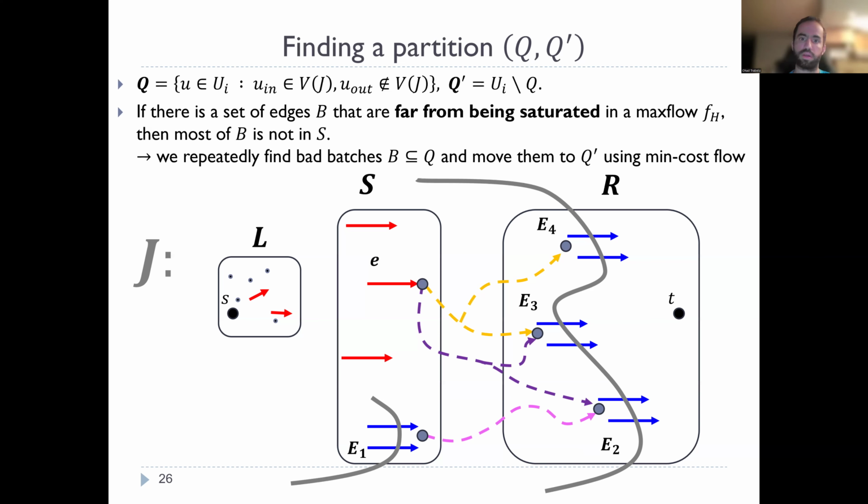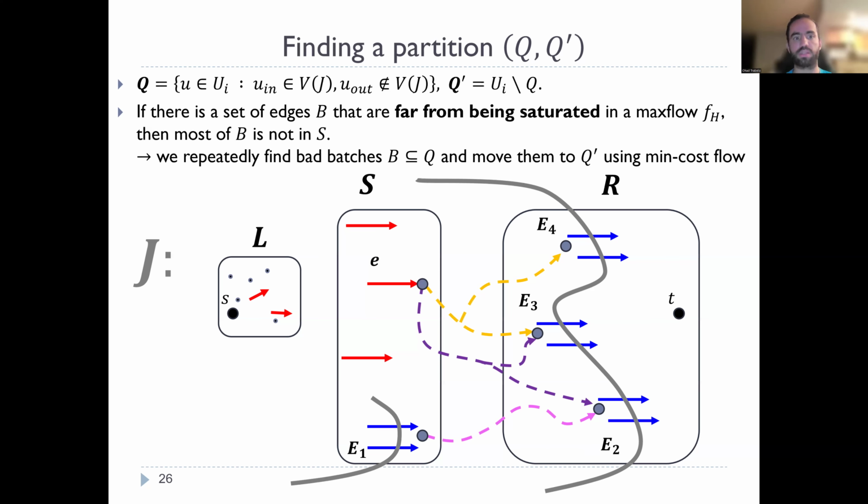where some nodes belong to. And yeah, so if there is a set of edges B, this is a crucial observation. If there is a set of edges B that are far from being saturated in a max flow F_H, the residual network from S to T, then most of this batch is not in S, right? Because we know that in S they would be saturated.